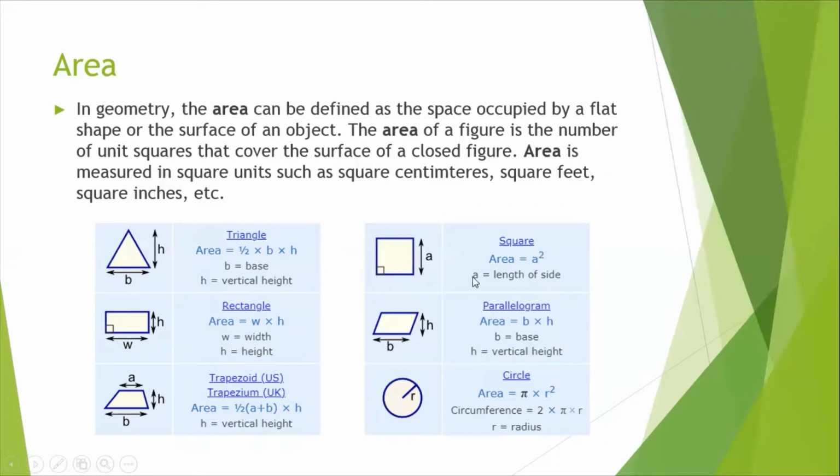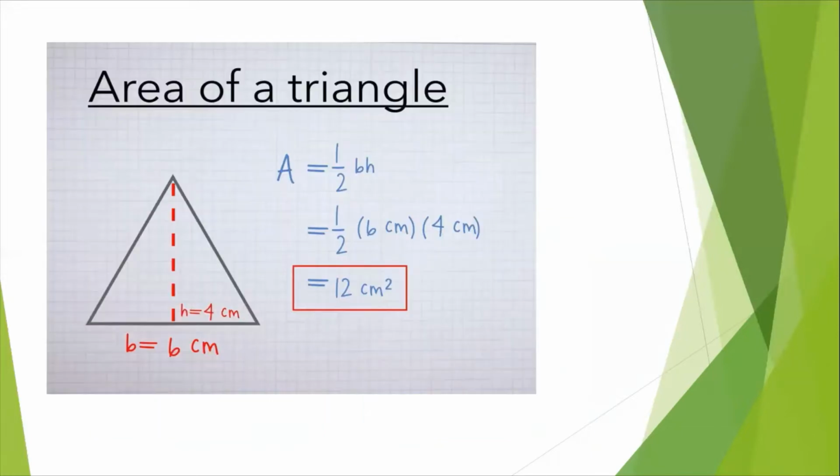Here, a is the length of its side. So we can also say that area is equal to side squared. For a parallelogram, area is equal to base times height. And lastly, for a circle, the formula used is area is equal to pi times r squared, where r stands for the radius. Now let us have a review about how to find the area of a triangle.